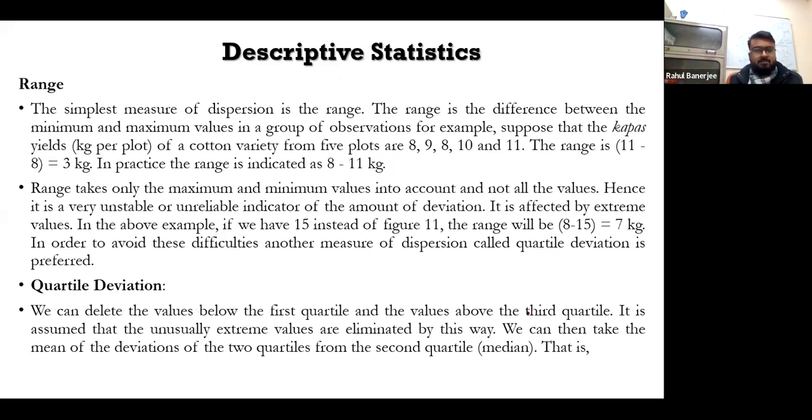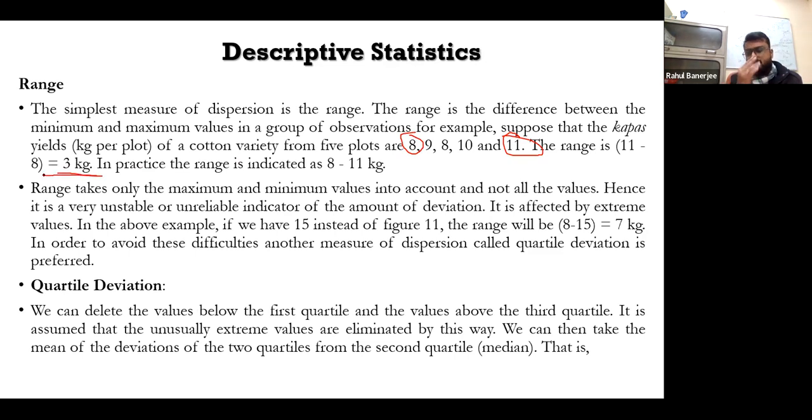Now there are some measures of dispersion. One is the range. Range is nothing but simply the maximum minus minimum. Suppose the kapas yields in kg per plot of a cotton variety from 5 plots are given. So the range is the maximum minus minimum. The maximum value is 11, the minimum value is 8, so it is 3 kilograms. So this is the range.